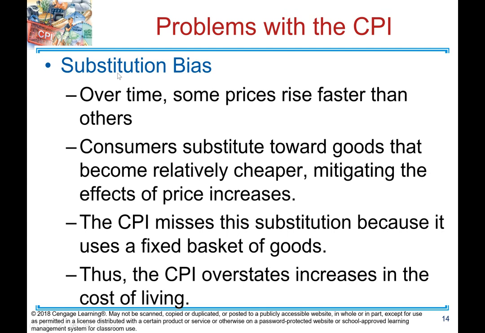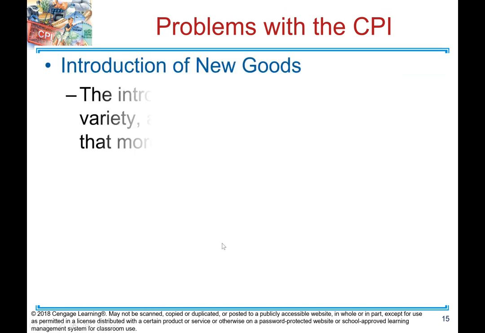Other problems, our substitution bias, what we're talking about. Over time, some prices rise faster than others. Consumers substitute, which is the example we just saw, towards goods that became relatively cheaper, mitigating the effect of price increase. See, price increase from $5 to $9 in that example. So consumers are buying less beef and more chicken. And the CPI misses the substitution because it uses a fixed basket. Thus, the CPI overstates increases in cost of living.